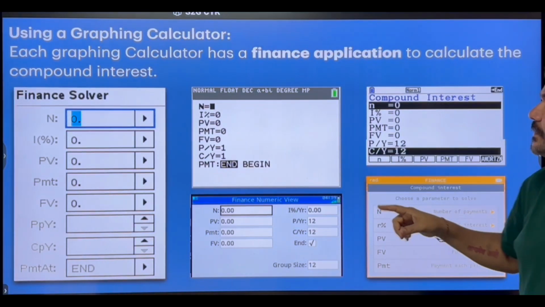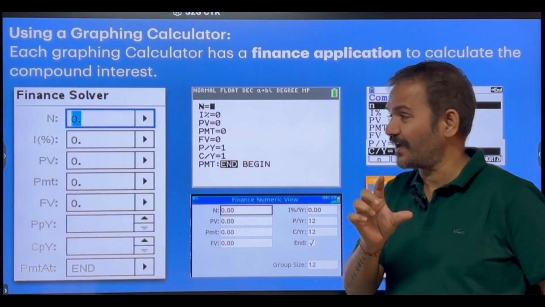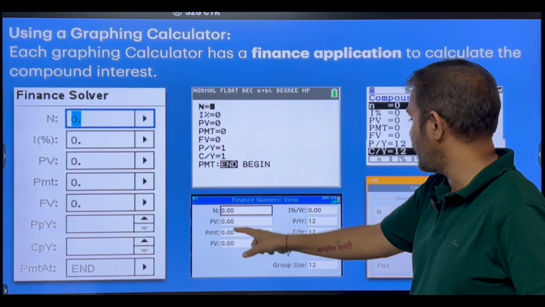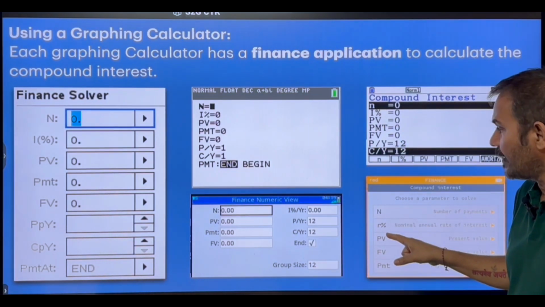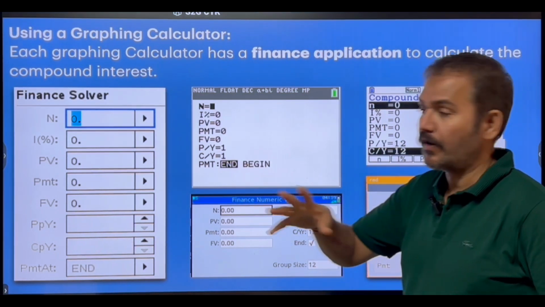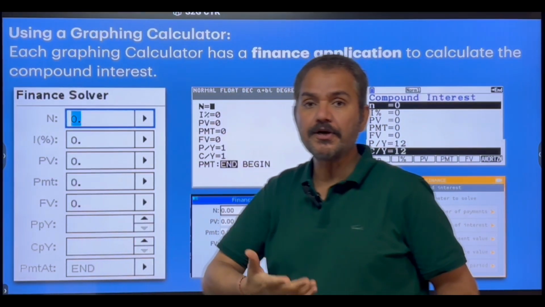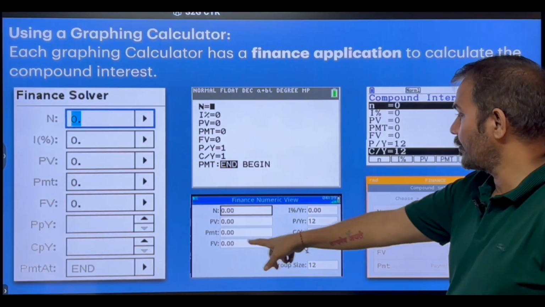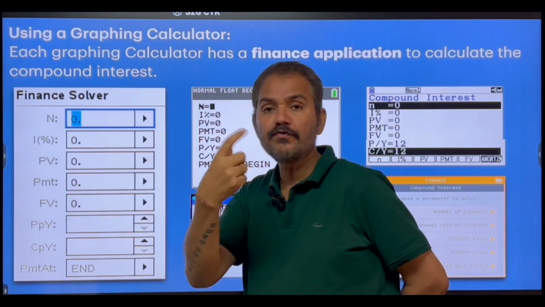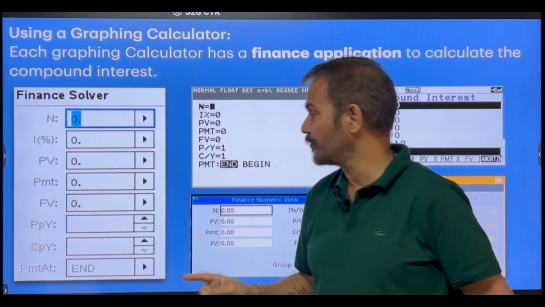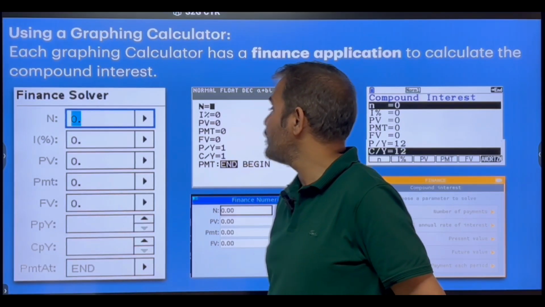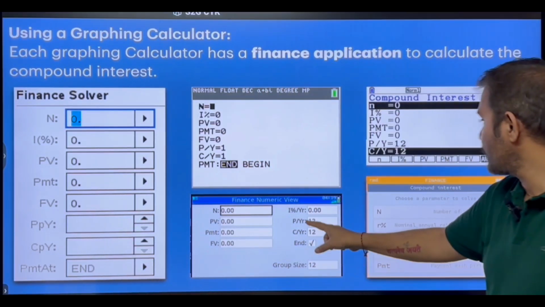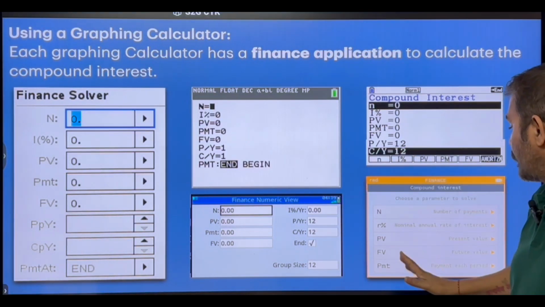and all these represent the number of payments or the time. You have I%, that is interest, it is I everywhere. In Numworks, they write R, otherwise it's all I's. PV is the present value, it is PV here, PV here, PV everywhere. PMT is for the installment that we won't be using in compound interest. FV is the future value, it is all over. P/Y and C/Y are everywhere.